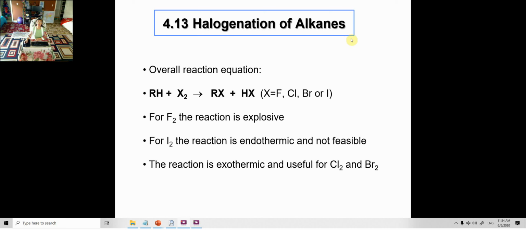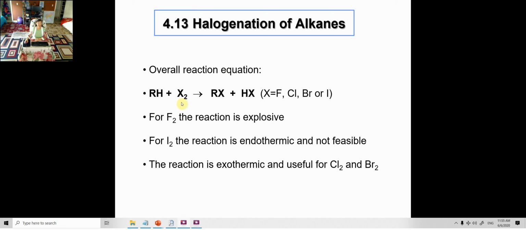So today we are going to conclude chapter 13. We are going to focus on the halogenation of alkanes to produce alkyl halides. Regarding these halogenations, at the very end of our last lecture, we mentioned that you have 4 different types of reactions.